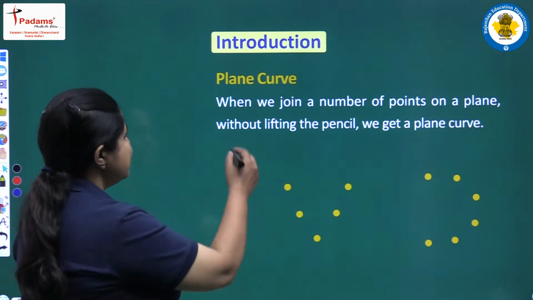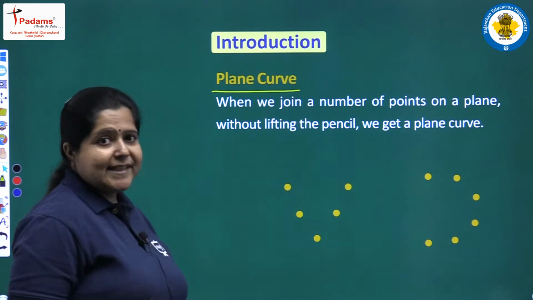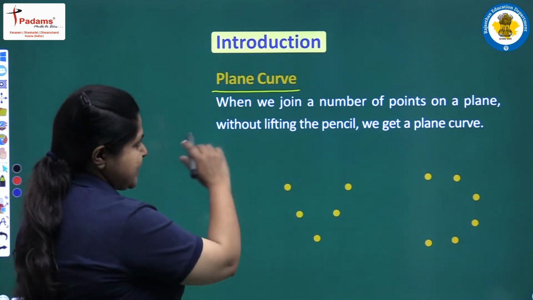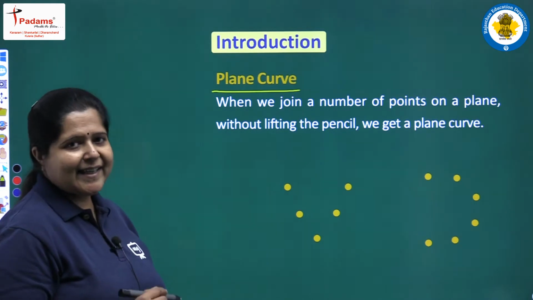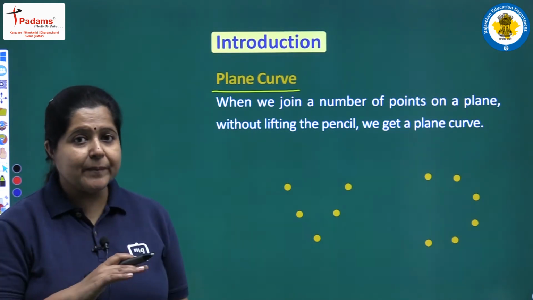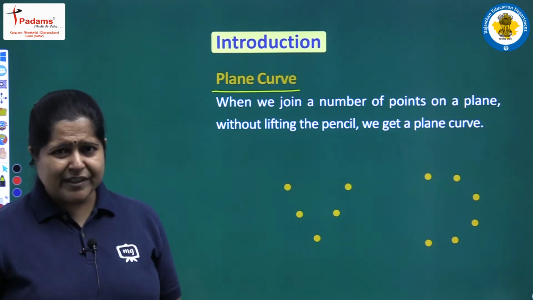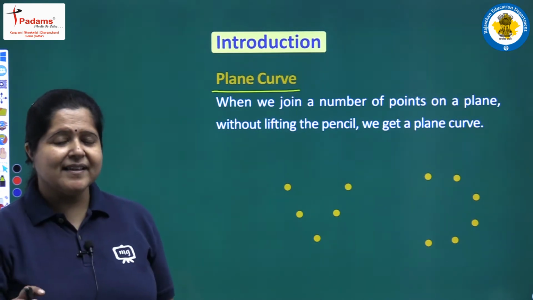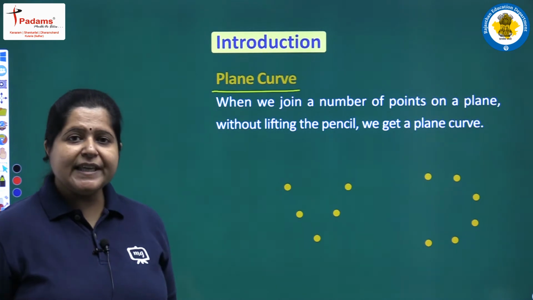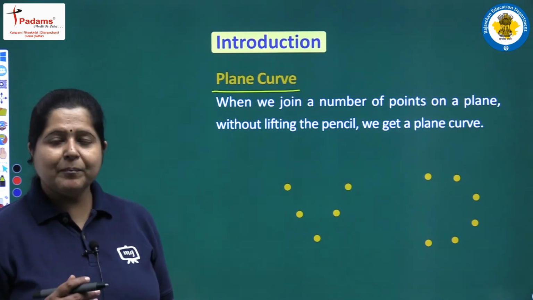We have a plane curve. Now what is a plane? This surface, this board on which I am writing is a plane. Also the paper on which you write is a plane. It has no ups and downs on it. It is a plane surface. The tabletop on which we keep our belongings is again a plane.